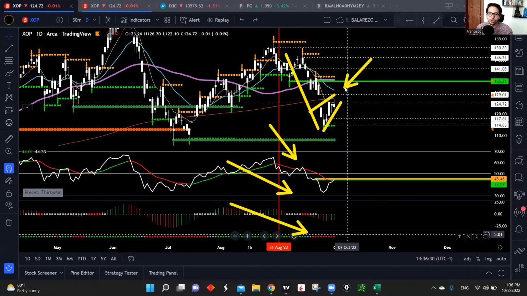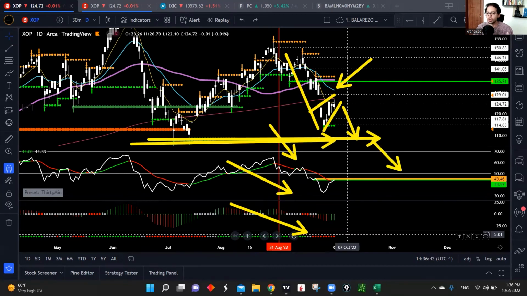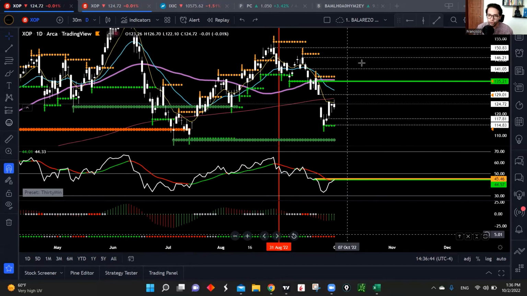I think you can manage it using that 21 exponential as your covering guide for the short position, and then looking for more downside. And perhaps this is going to take out these lows and continue to move lower. So this one is looking pretty nice also for a short setup in XOP.